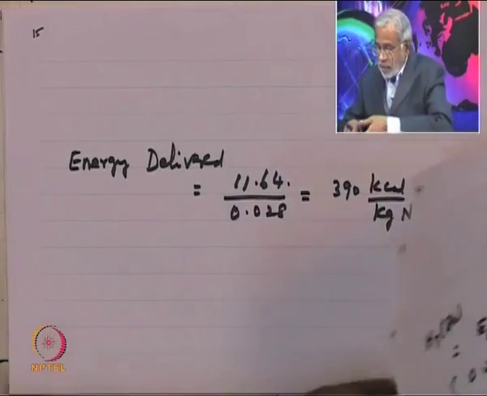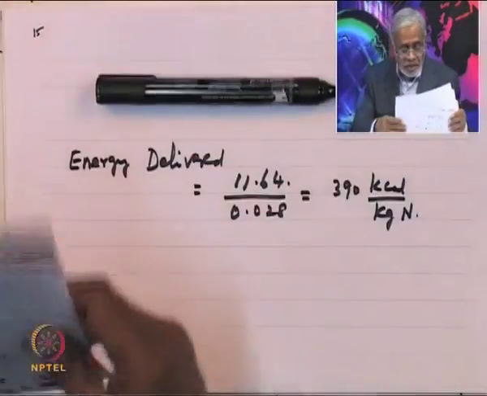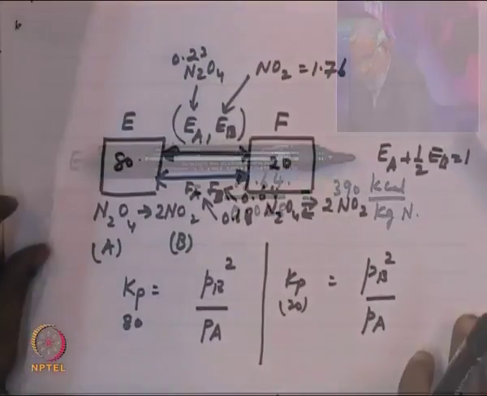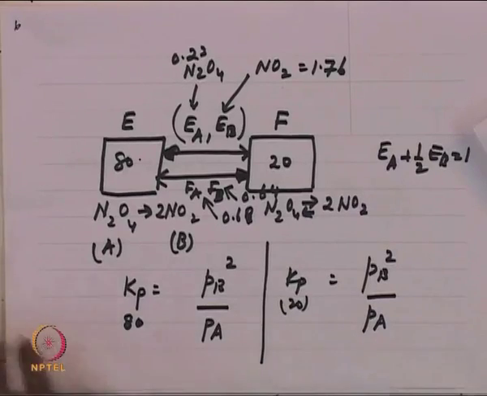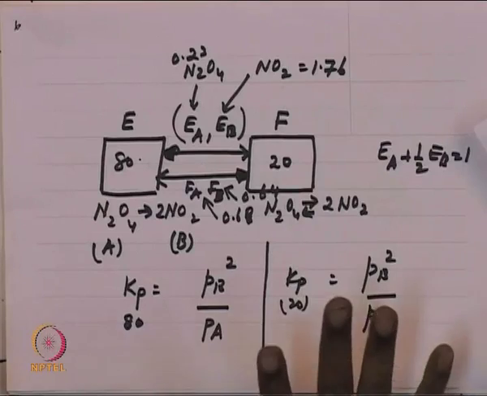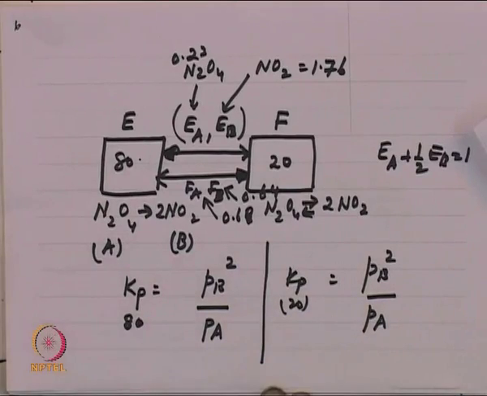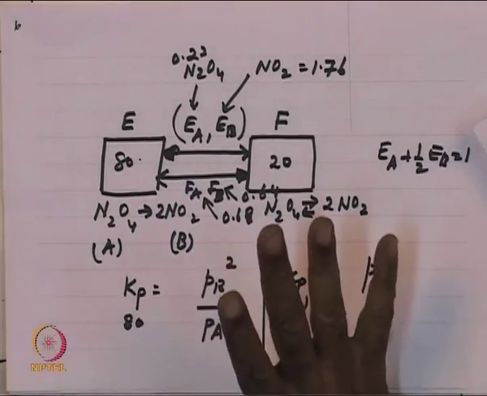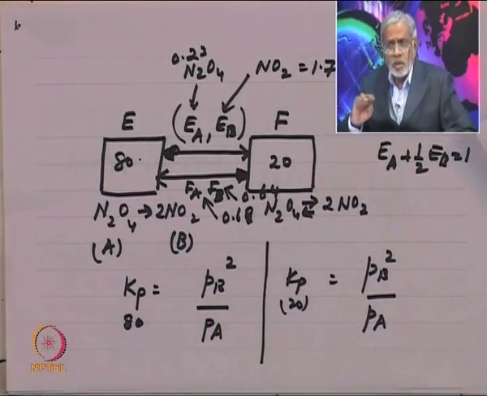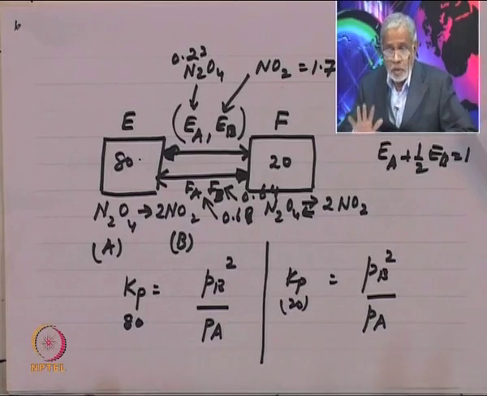Now, the context to looking at this should not be forgotten. The context is the following. N2O4 NO2 is a system in which there is no phase change. That means everything is in the gas phase. Therefore, we can look at fairly high temperatures, maybe 120, 140, depending upon the kind of low temperature heat that might be available in your environment.